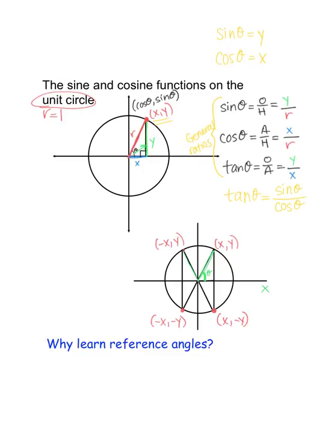Same thing here. If this was my terminal ray, I drop to the x-axis. That's another theta. Again, here's another terminal ray. I drop to my, so in this case, I guess I don't drop, I go up to my x-axis. That's a theta. And then from this one, same thing. That's my theta. So reference angles help me to identify what the angle is that's in my triangle, depending on which quadrant I am in.